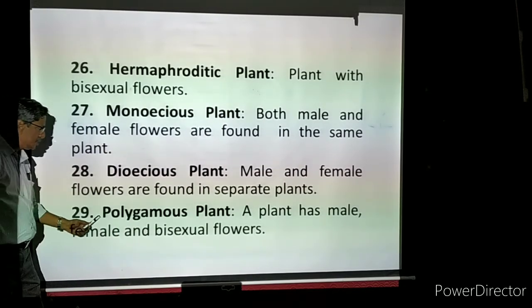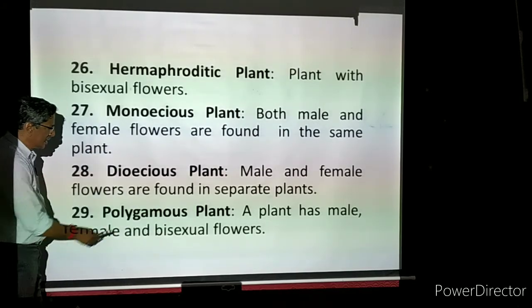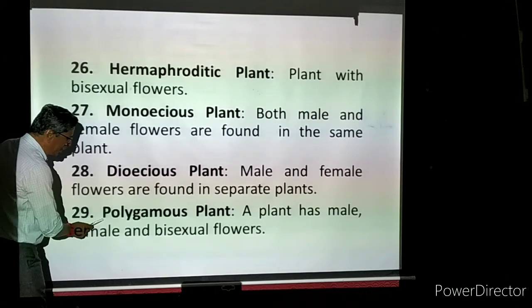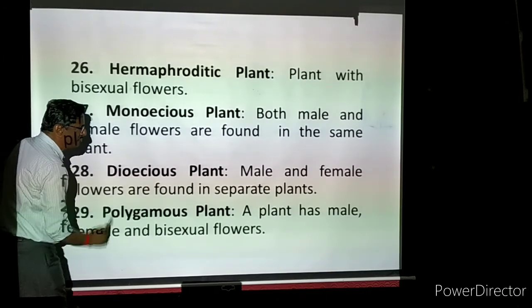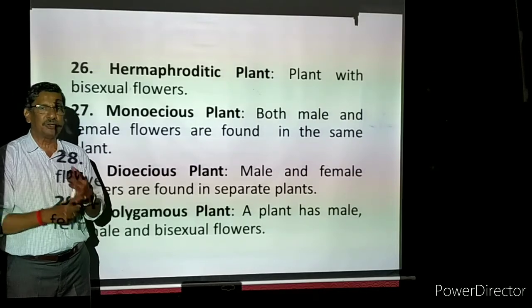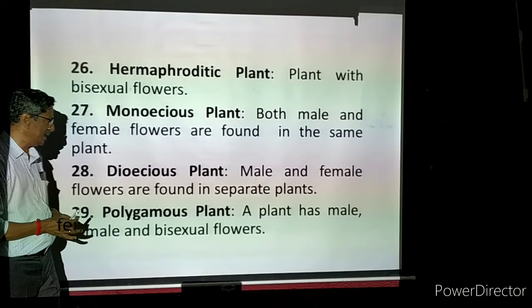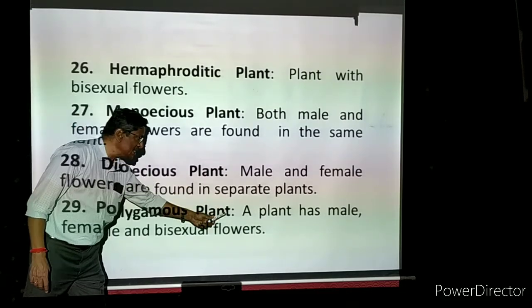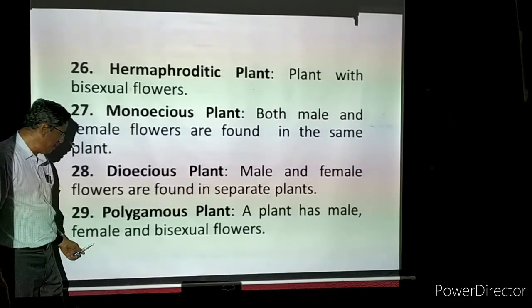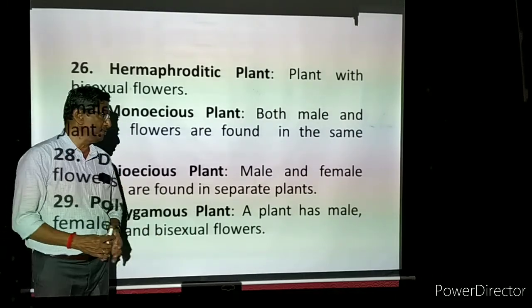Then the next one is polygamous plant. Now what is the meaning of polygamous? Gamous means flowers. Poly means many types. Many types of flowers. Overall, 3 types of flowers will be there. One is bisexual flower. Another one is male flower. Next one is female flower. Only 3 types of flowers will be there. Now, a plant has male flowers, female flowers and bisexual flowers. So, all the 3.